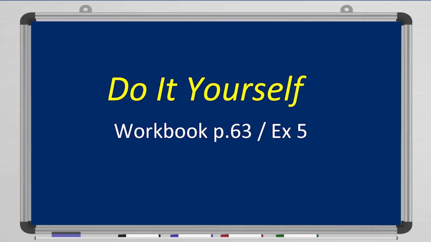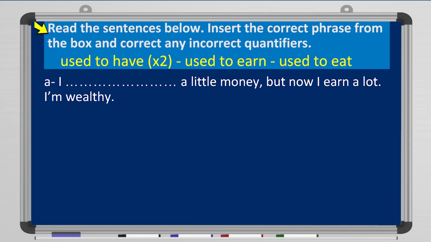Now we're ready to answer some questions. Open your workbook to page 63 and now we'll be doing exercise 5. Follow the same steps. Pause the video after the instructions, answer the exercise, and then check your answers. Read the sentences below. Insert the correct phrase from the box and correct any incorrect quantifiers. We have used to have, it's written twice. We have used to earn and used to eat.